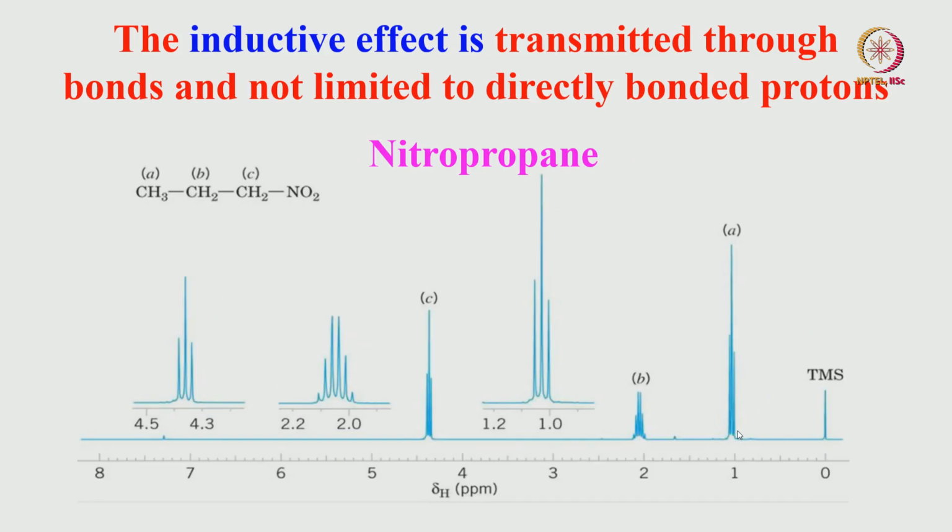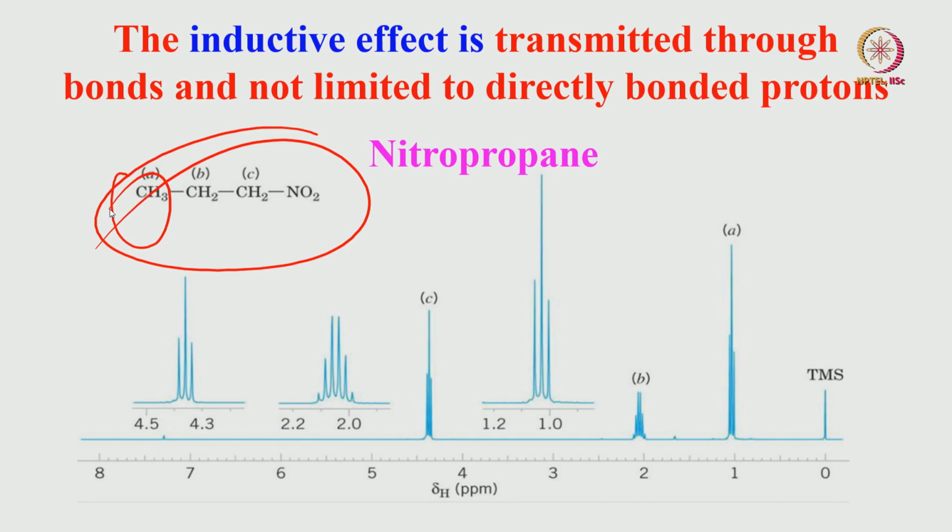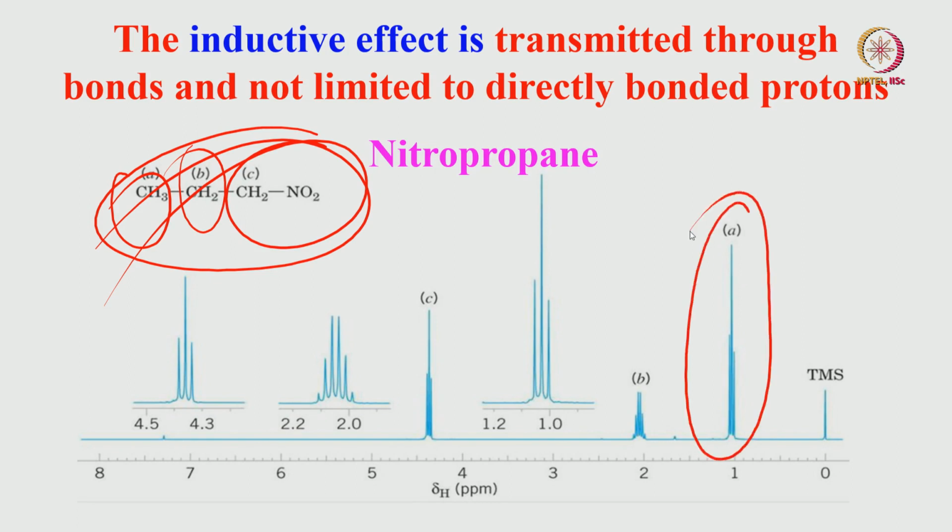This is the inductive effect, which is seen because the inductive effect is transmitted through bonds in a molecule like this, for example nitropropane. Nitropropane has 3 chemically inequivalent groups: CH3, CH2 and CH2NO2. CH3 comes at high field, that is, more shielded, which is what I said in the last class or before last class. CH3 is more shielded than CH2, but this CH2 comes even further downfield because it is attached to the NO2 group. As a consequence, it comes even further downfield.